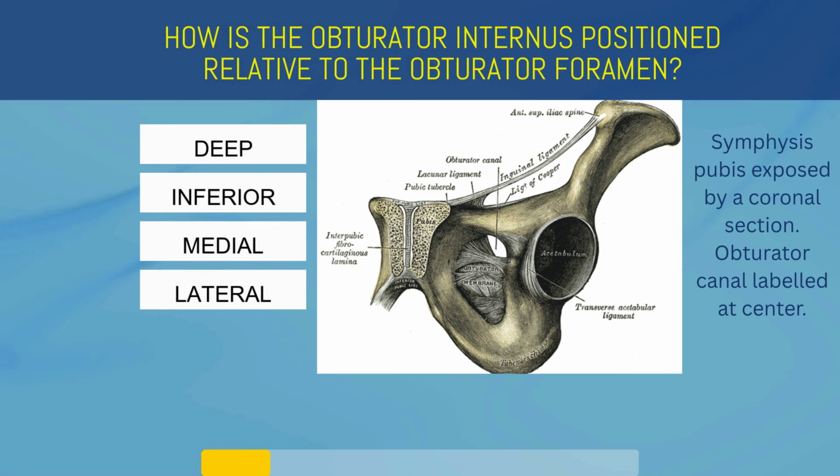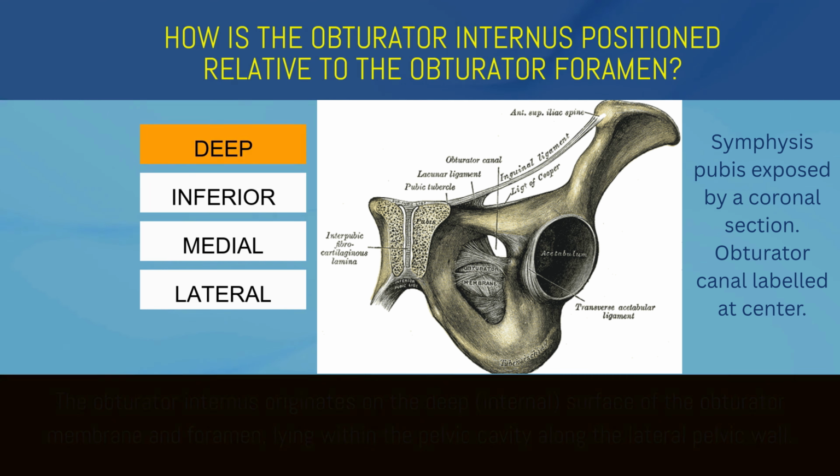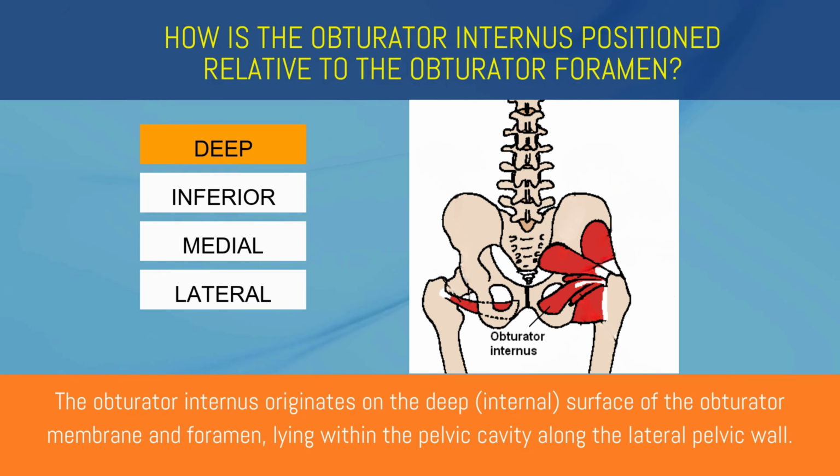How is the obturator internus positioned relative to the obturator foramen? Deep, inferior, medial, or lateral? Deep. The obturator internus originates on the deep internal surface of the obturator membrane and foramen, lying within the pelvic cavity along the lateral pelvic wall.